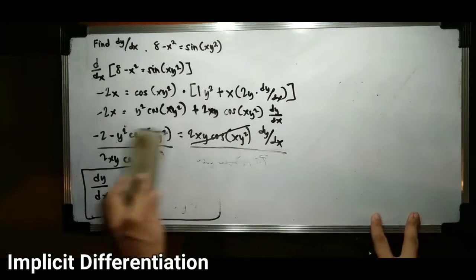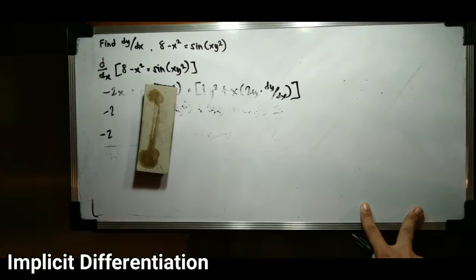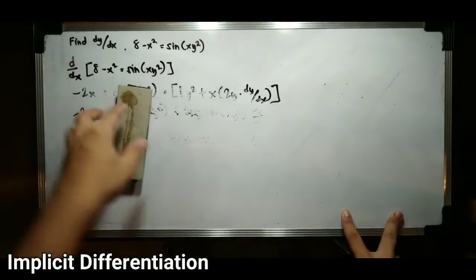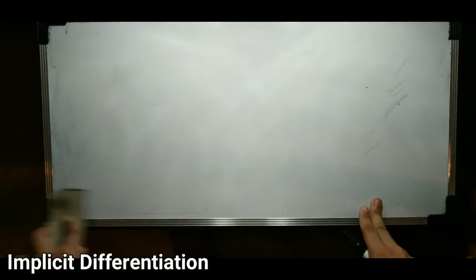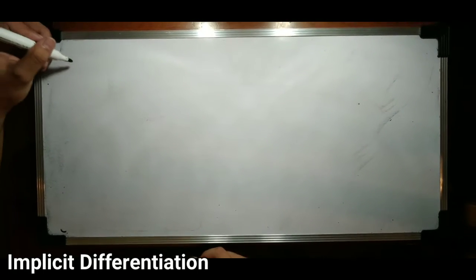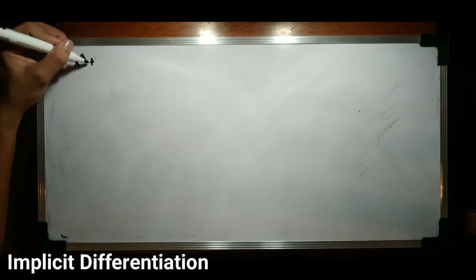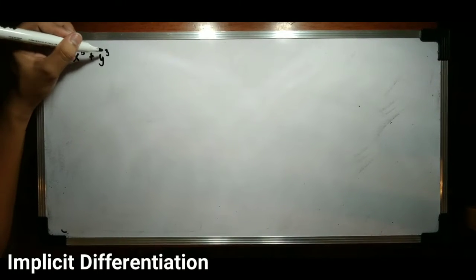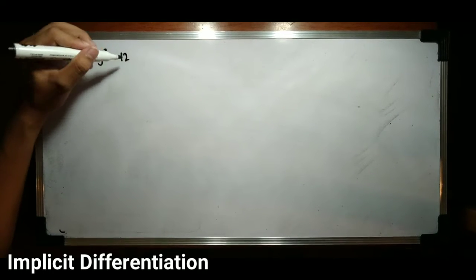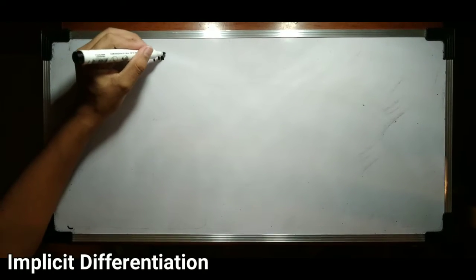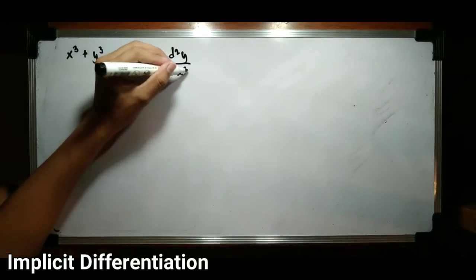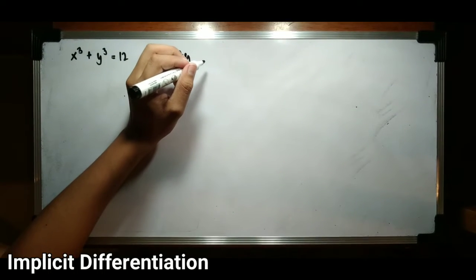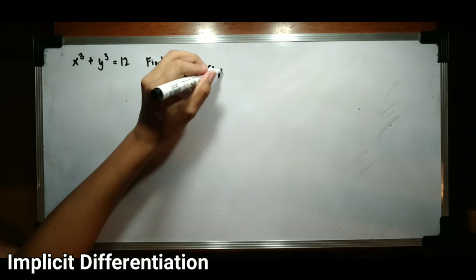So we have another example. We have x cubed plus y cubed is equal to 12. We'll find the d squared y over dx squared and evaluate at point (1, 2).